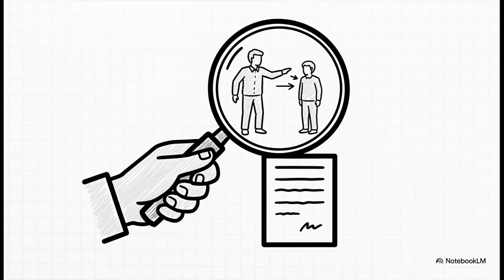And here is the absolute key point. You can't just slap the label independent contractor on a contract and think you're in the clear. The courts will look past the title of that document and investigate the actual day-to-day reality of that working relationship.